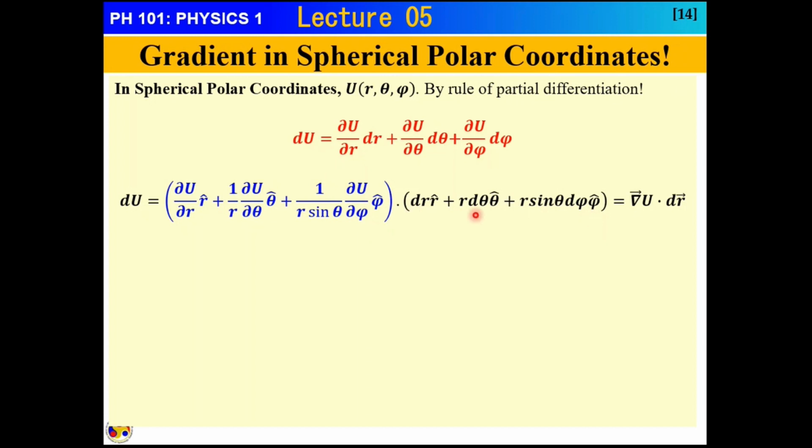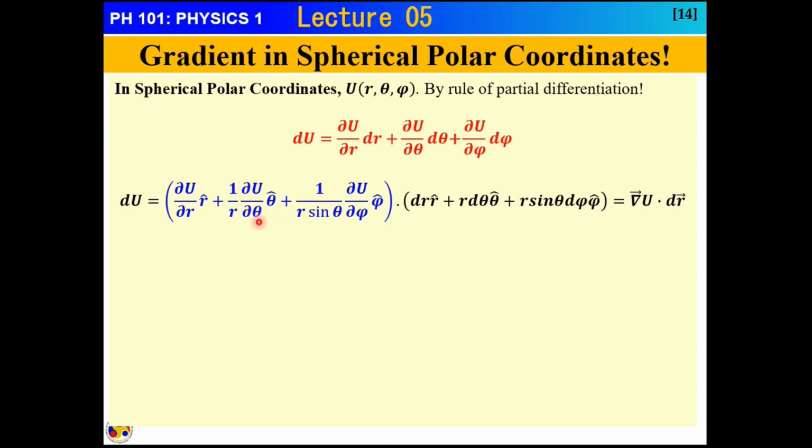Then this is the vector, which is written like this: dr is the dimension of length, r d theta is the dimension of length, r sine theta d phi is the dimension of length, and phi cap. So these are the vectors in the spherical coordinate system. And then if you have to match like this, dr r cap is going to give us unity, and so on.